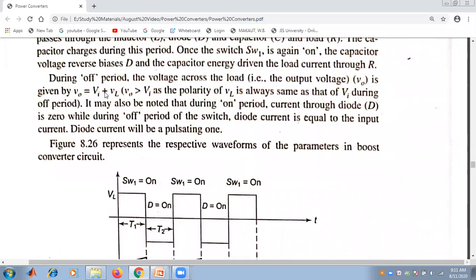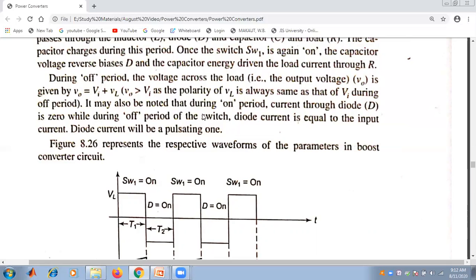So during the off period, as I have already told, the voltage across the load, that is the output voltage V0, is the summation of Vi plus VL, that is the input voltage and the voltage across the inductor. It is clear that the value of V0 is more compared to Vi, as the polarity of VL is always the same as Vi during the off period. So the output voltage is more compared to the input voltage. This is the concept of the boost converter, which is known as a step up converter or step up chopper.